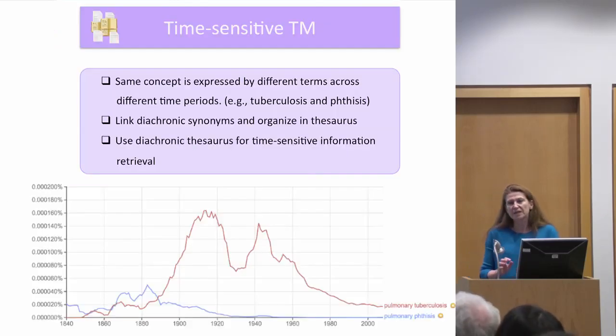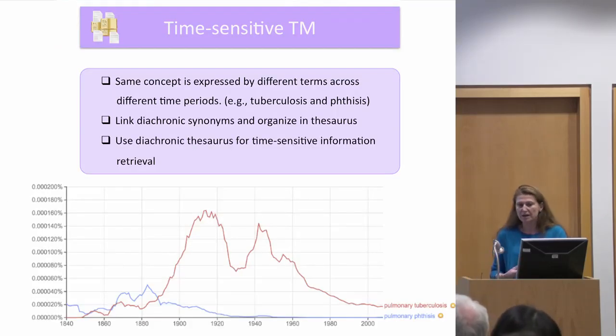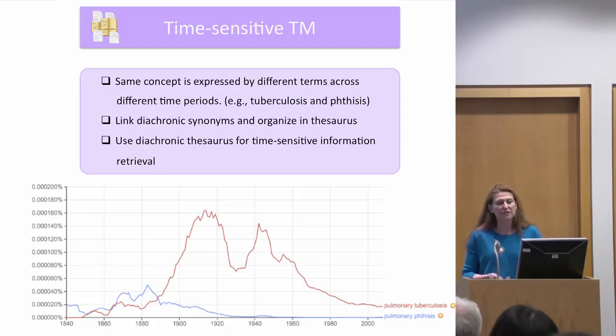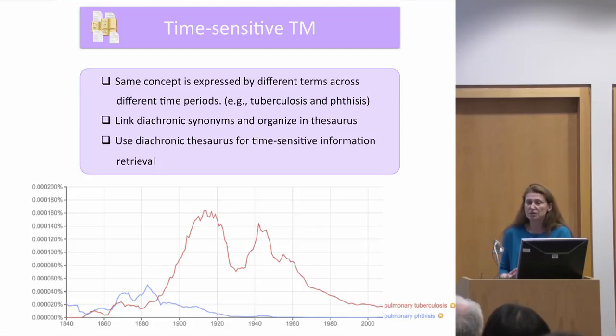So what we call the first type is time-sensitive text mining. Because we know that the same concept can be expressed diachronically in different ways, we want to be able to capture that. An example of this is tuberculosis and phthisis. So what we are doing is linking diachronically the synonyms, organizing them in a thesaurus, and by using this thesaurus, we're doing text mining, time-sensitive information retrieval.